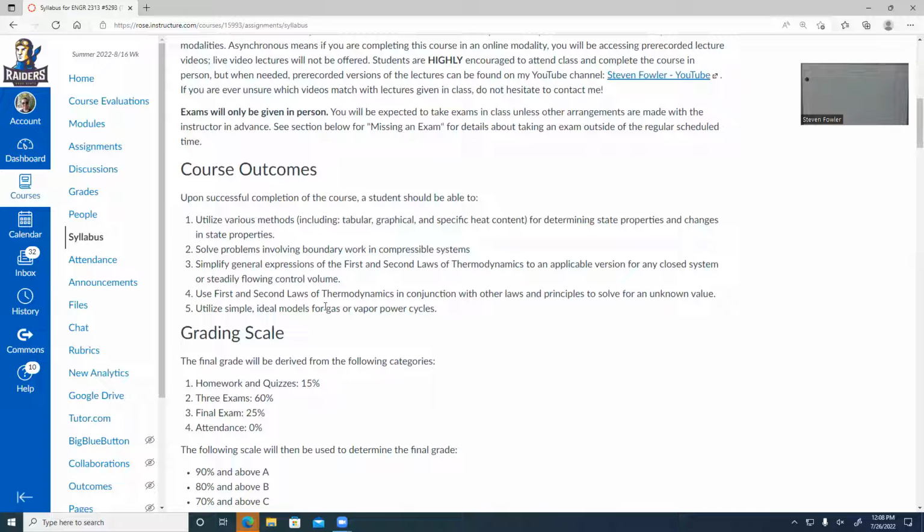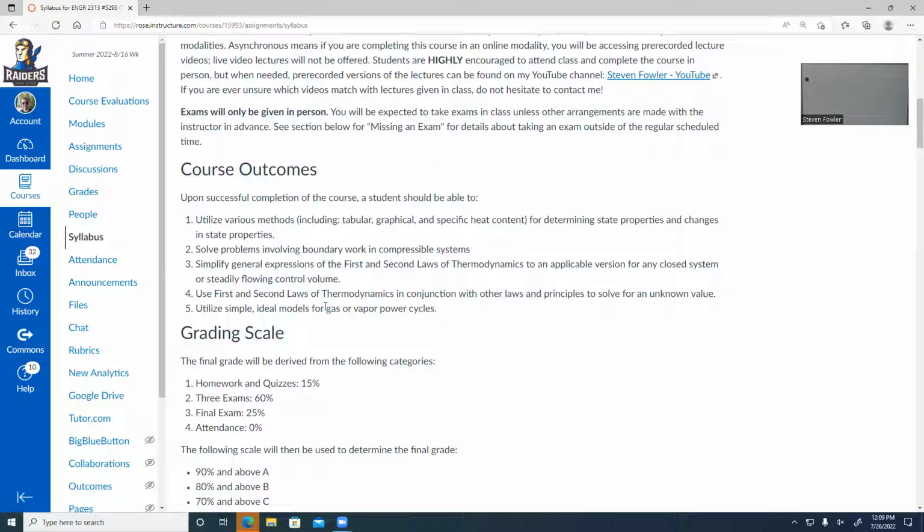Number three, simplify general expressions of the first and second laws of thermodynamics to an applicable version for any closed system or steady flow control volume. That was our focus in chapter 2. That continued into exam 2, where our focus was being able to do that for any system, simplify the first law equation. That continued into exam 3, where we continued with the first law and then we expanded into the second law. So we've done that. And then also number 4.